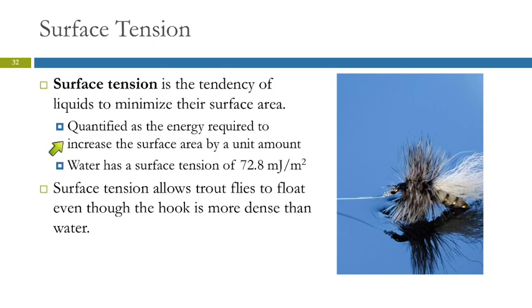Surface tension can be quantified. It's measured as the energy required to increase the surface area by some unit amount. Water has a surface tension of 72.8 millijoules per square meter. Probably means next to nothing to you. That's okay.